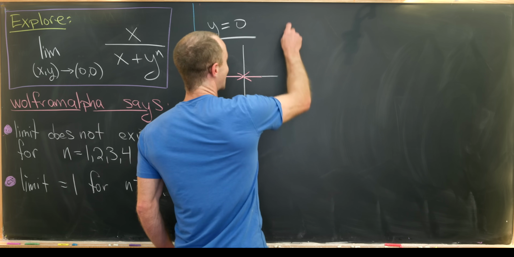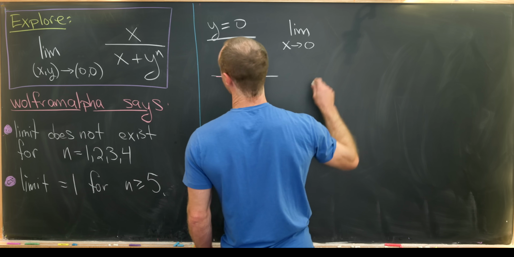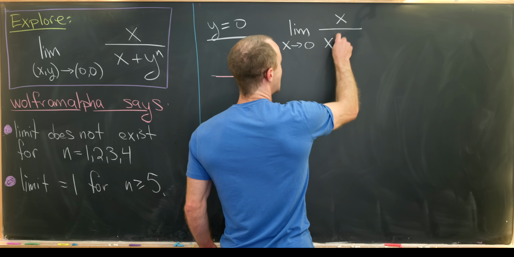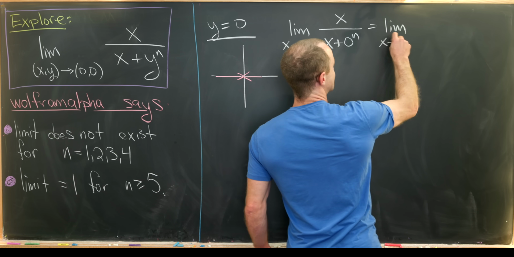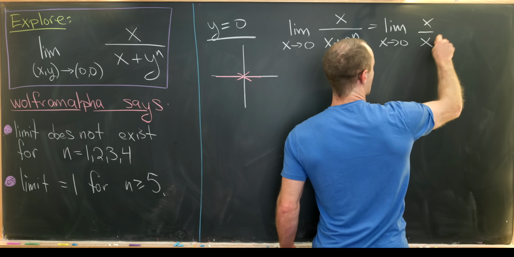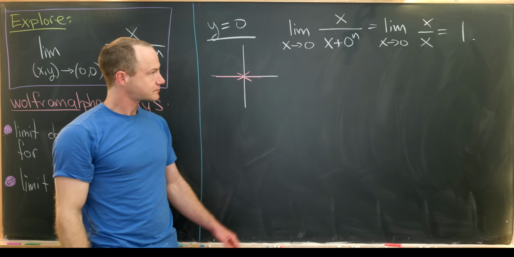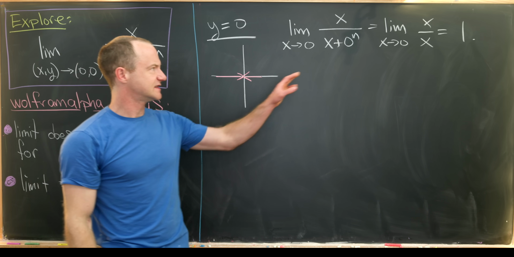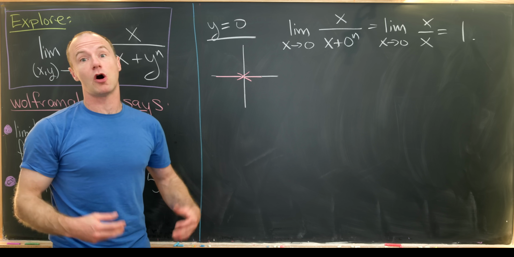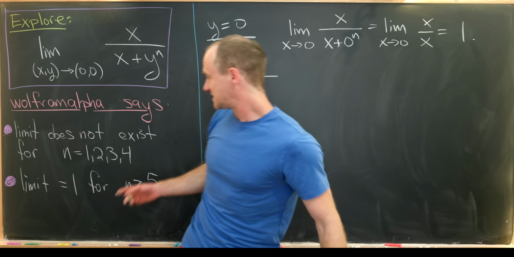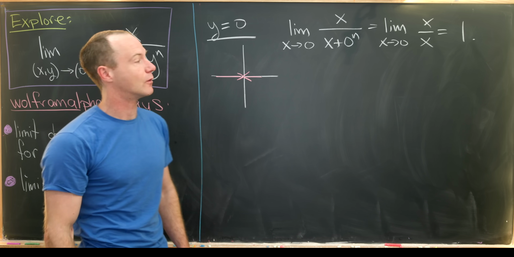Okay, so in that case, our limit will collapse to the limit as x goes to 0 of x over (x plus 0) to the n, which is the same thing as the limit as x approaches 0 of x over x, which is equal to 1, because x over x is equal to 1. Notice this didn't depend on the value of n. We got a value of 1 all of the time here, which seems to contradict this Wolfram Alpha result for n equals 1, 2, 3, 4.